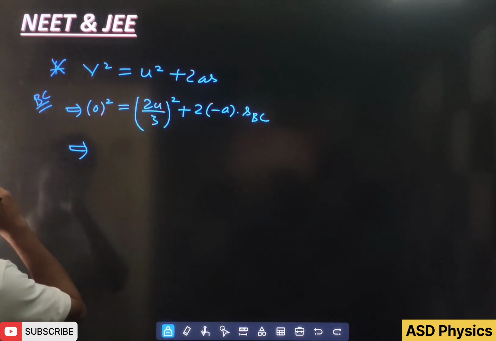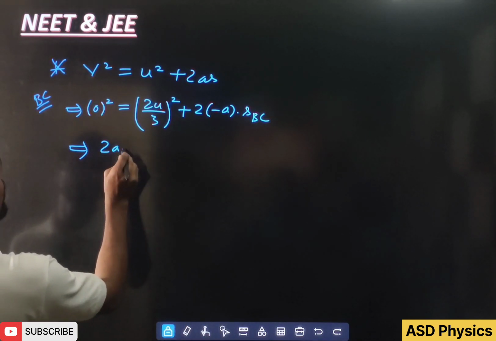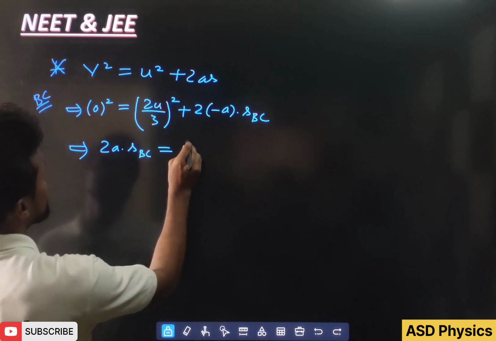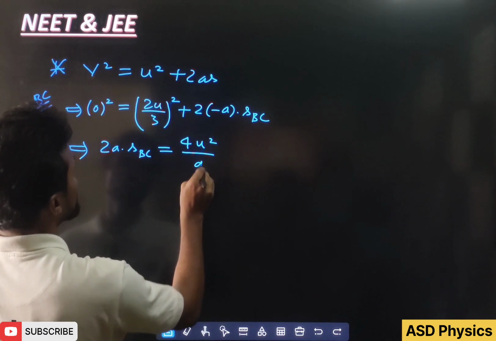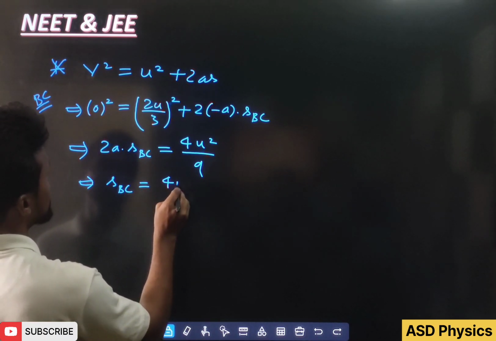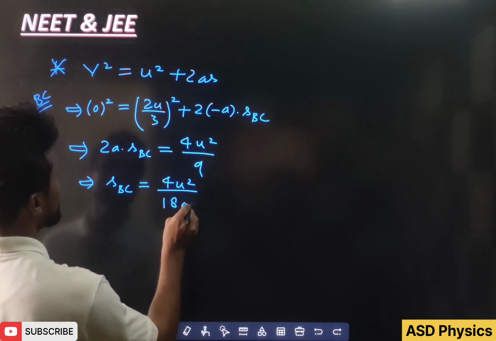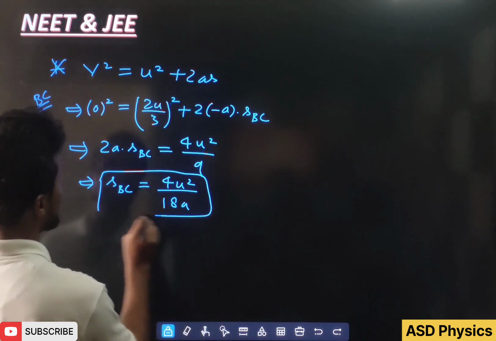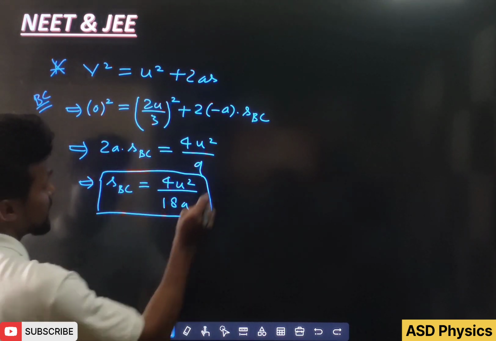So now we can write what is given here. 2a SBC is equal to, see here, 4u square by 9. That means what is SBC? SBC is coming, see students, 4u square by 18a. Is it? 18a. Now we will just take the ratio.